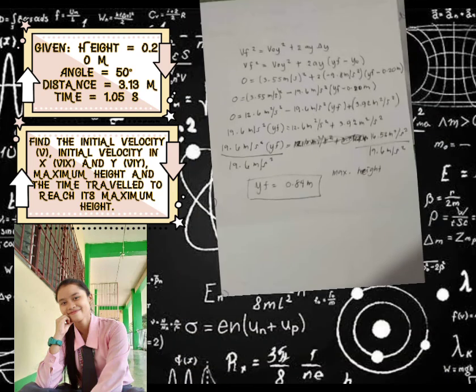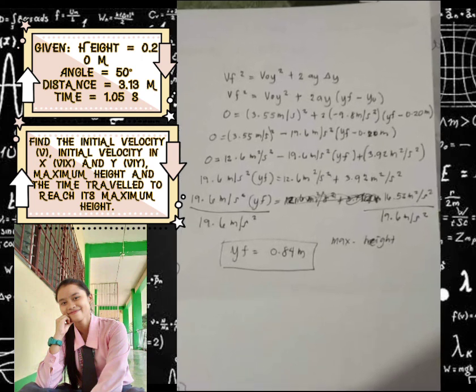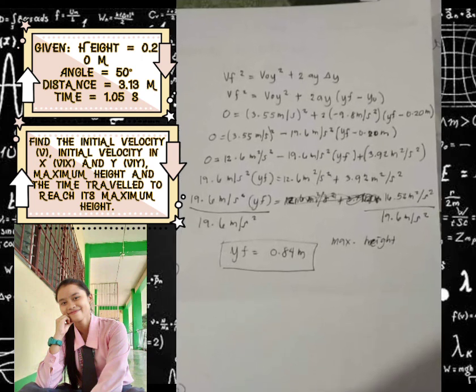So lastly, we will get the maximum height. The formula is final velocity squared is equal to the initial vertical velocity squared plus 2 multiplied by the acceleration due to gravity times maximum height minus height. So the final velocity squared, which is 0, equals the initial vertical velocity squared, which is 3.55 meters per second squared, plus 2 times acceleration due to gravity, which is negative 9.8 meters per second squared, times the maximum height, which is the unknown, minus height, which is 0.2 meter.